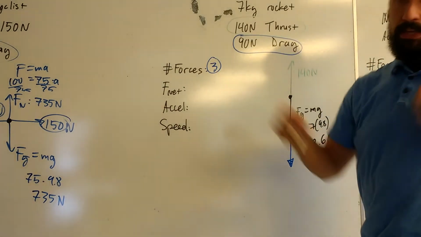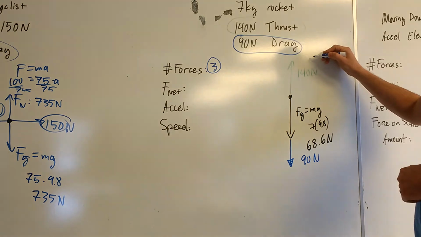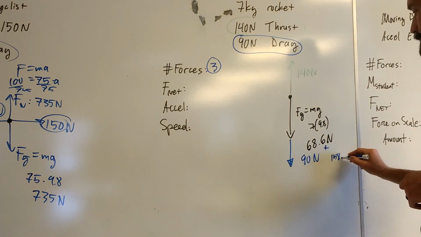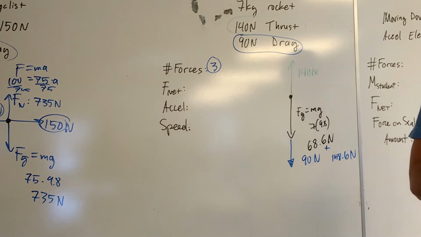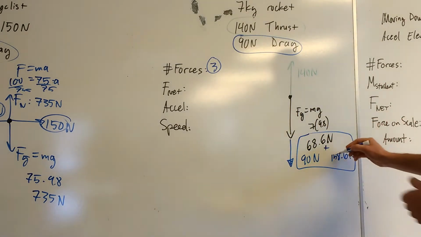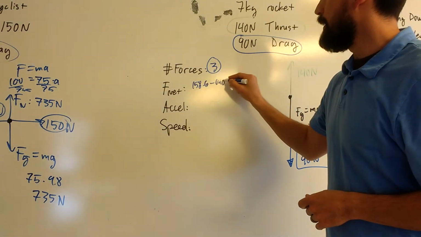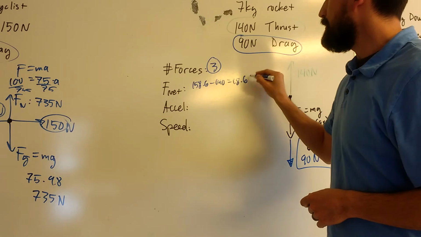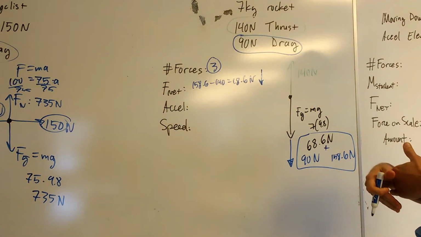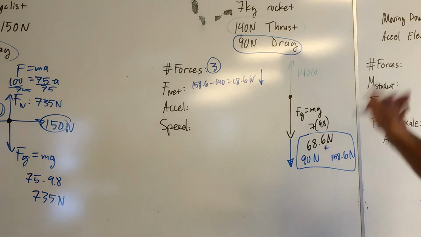To find F net, the net force, we're going to have to figure out 140 newtons up in opposition to the total here, which is 158.6 newtons down. Right, that's a combination of these two. So my net force would be 158.6 minus the 140. That's going to give us 18.6 newtons, and it's going to be down. So the net force is actually down, even though the rocket is moving up, yes. Now, you can think about that.